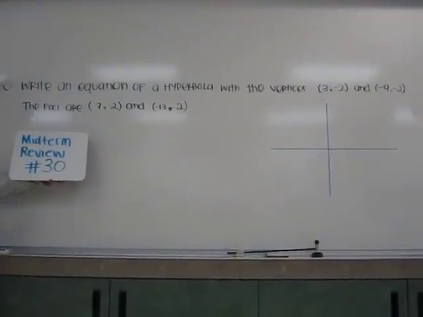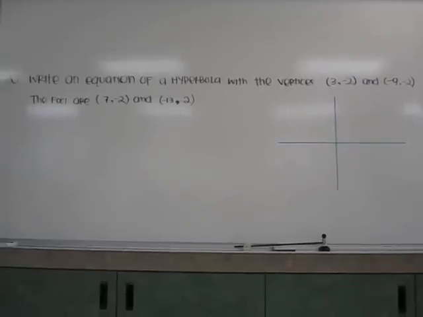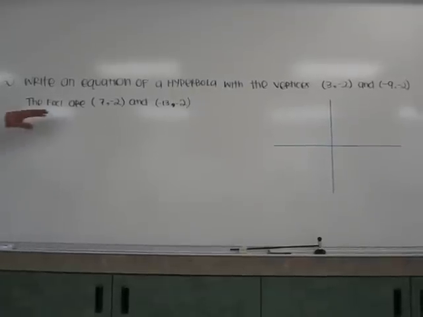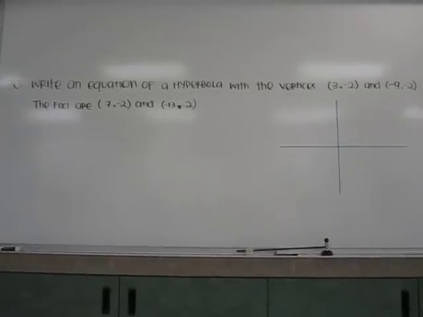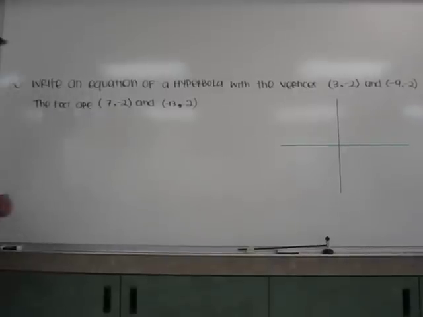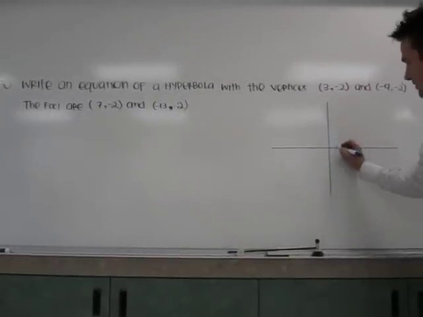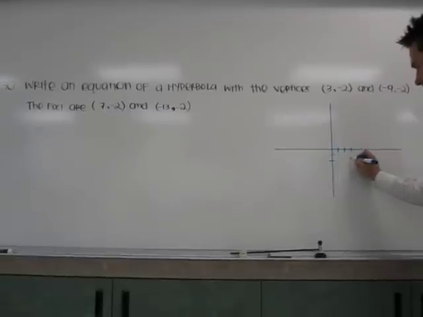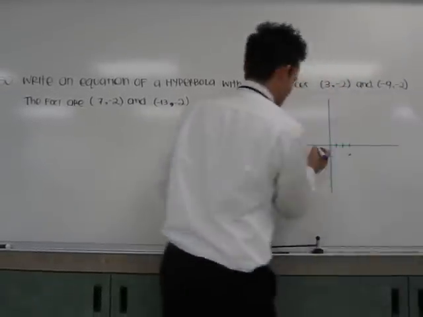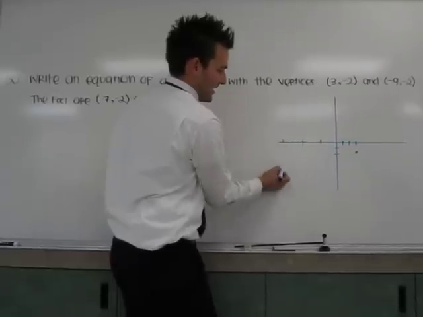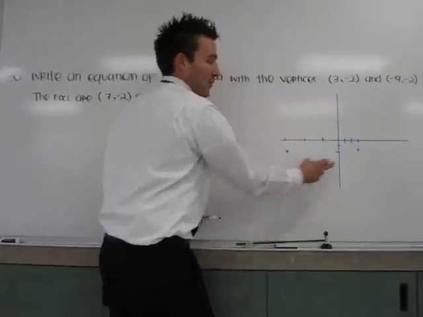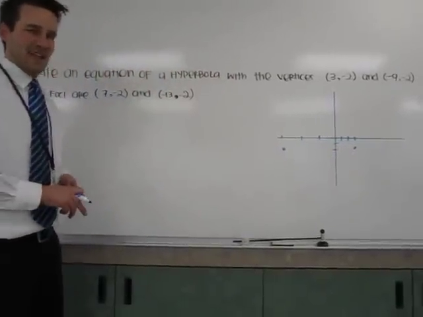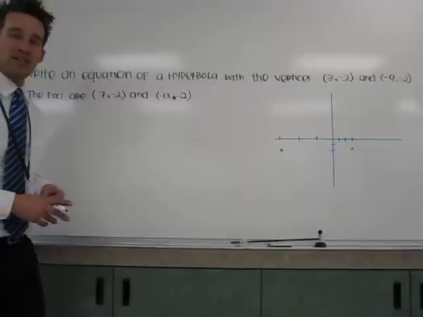For midterm review problem number 30, we have to write the equation of a hyperbola with the vertices (3, -2) and (-9, -2), and also the foci are (7, -2) and (-13, -2). I would start by graphing this to try to figure out where the center of this hyperbola is. So (3, -2) and (-9, -2). Find the halfway point between these two points. That's going to tell us the center.